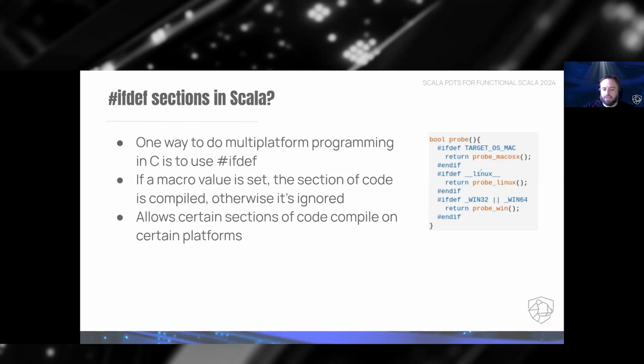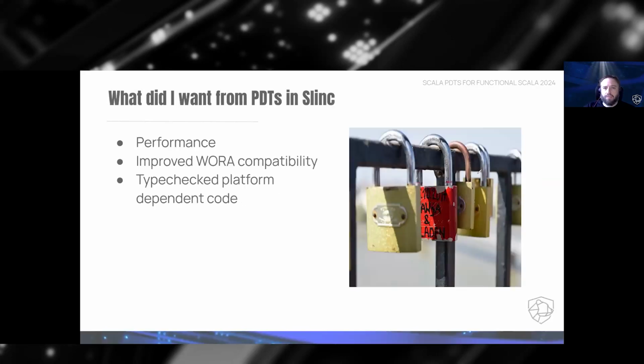So my research, or my efforts, have been to try to figure out a way to make Scala aware of all the types that can be and help the user in constructing these platform-dependent types. And so what I want from PDTs in Slink is that they're performant, that they have improved write once, run anywhere compatibility compared to the current state of the art, and platform-dependent code can be written, but it's all type checked, even when you're not compiling on that specific platform.